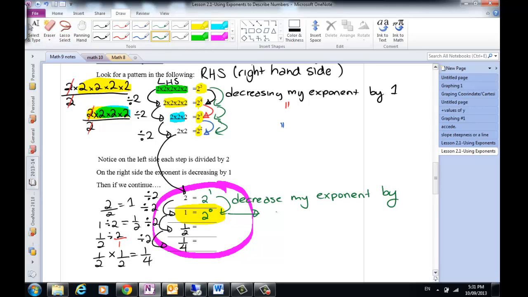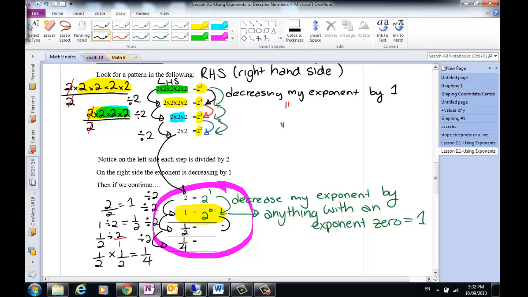So anything with an exponent 0 equals 1. All right, I'm going to keep going. I'm going to keep doing this. So if I decrease my exponent by 1 again, I get 2, and I'm going 0 minus 1. It's minus 1. I'm going to decrease my exponent by 1 again, so I get 2 to the negative 2.